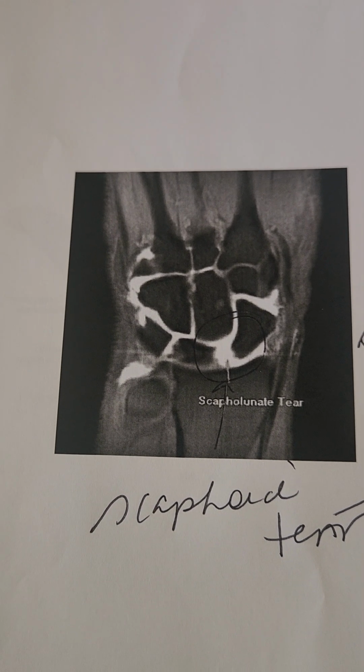Okay, spin you around. I found that to be very interesting. We do a lot of arthrograms in MRI and CT scan where I work. So I just wanted you to see what one of those looks like.